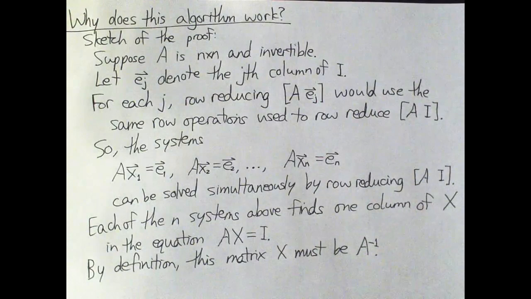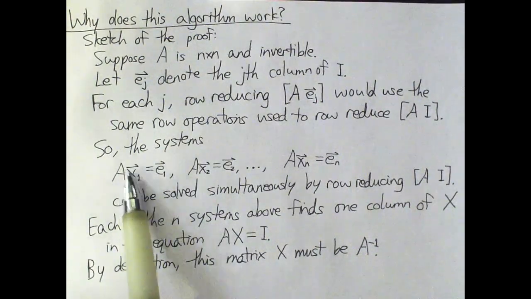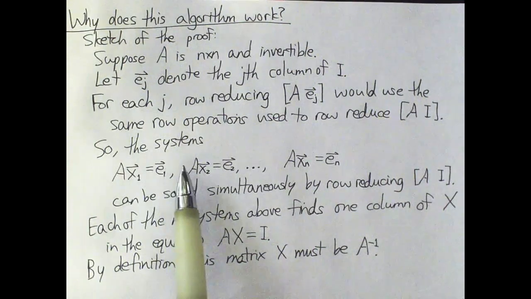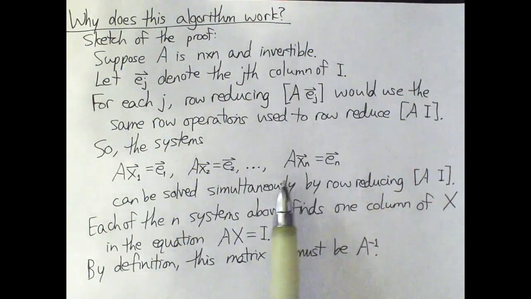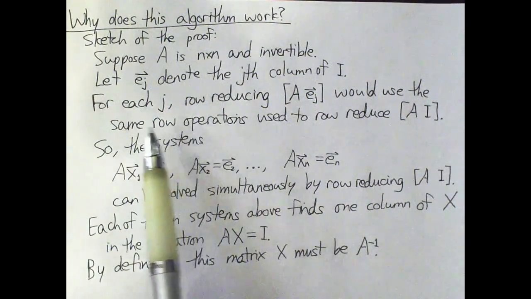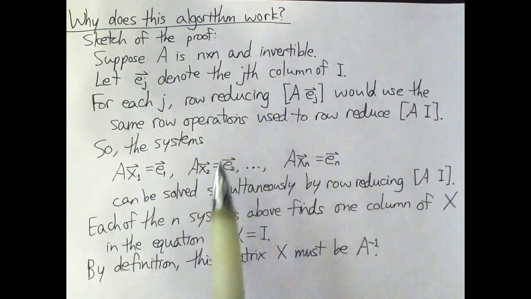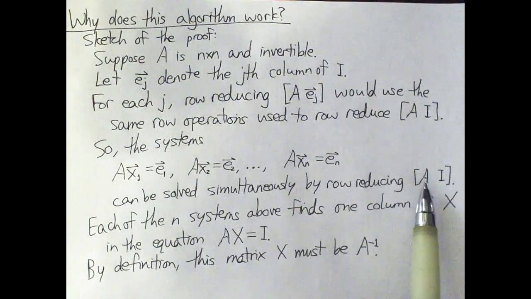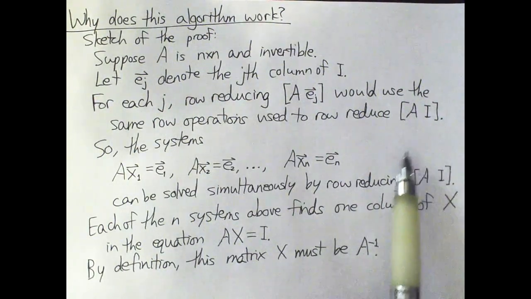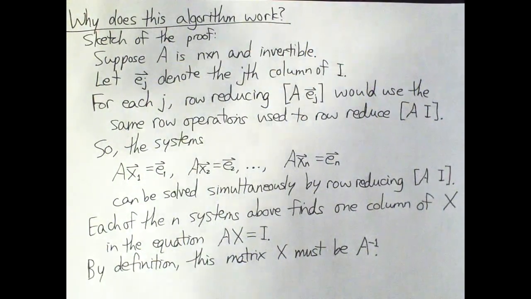Also, I like this idea of having a bunch of systems that are like matrix vector equals vector, matrix vector equals vector, matrix vector equals vector. And I like the idea that because they have the same row operations, we can solve all of them at once by just row reducing one system. I think that's pretty cool.